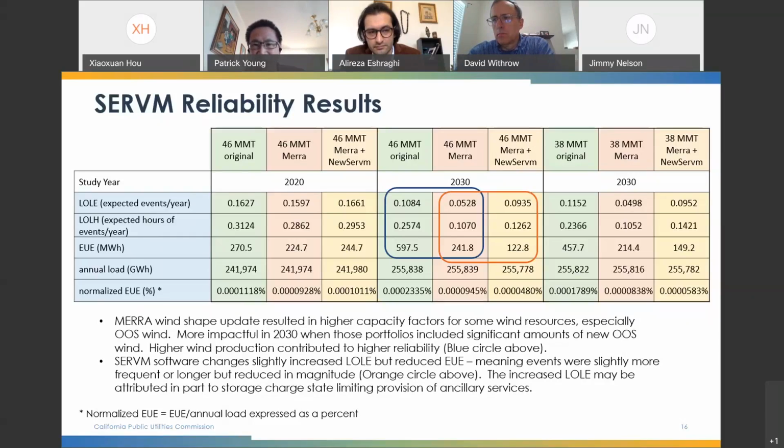Now, what was the impact of the software change? That I've highlighted with the numbers that are circled in orange. It looks like LOLE increased a bit, but EUE went down. What this means is that events were slightly more frequent or longer in duration, but the magnitude of those events was reduced. We think the increased LOLE may be attributed in part to our improvement in the storage dispatch modeling, where the charge state of storage limited its ability to provide ancillary services.